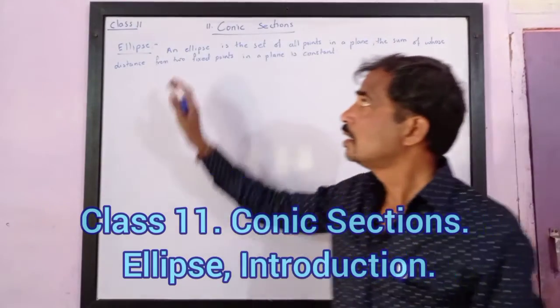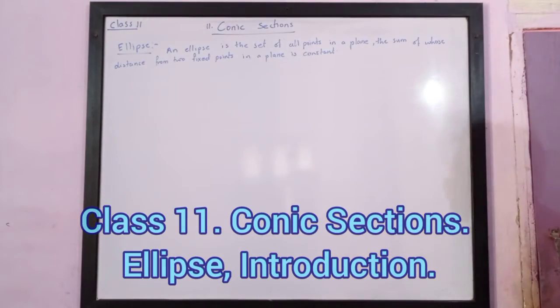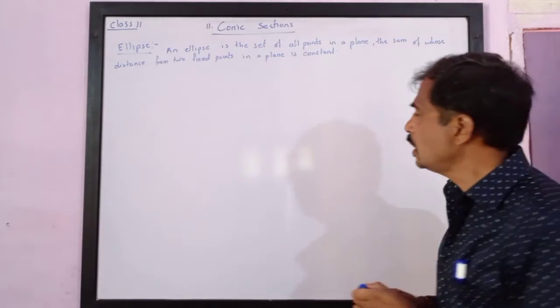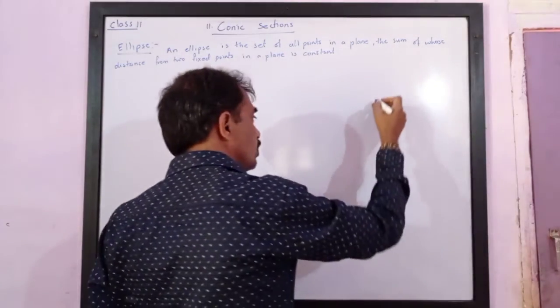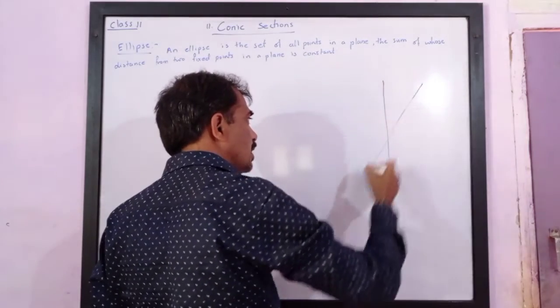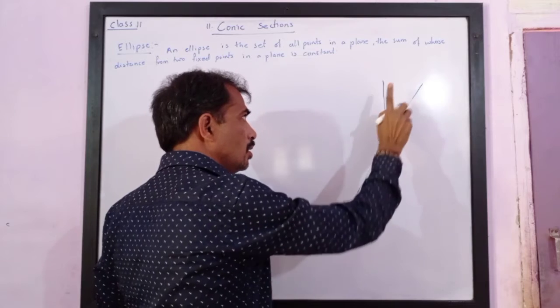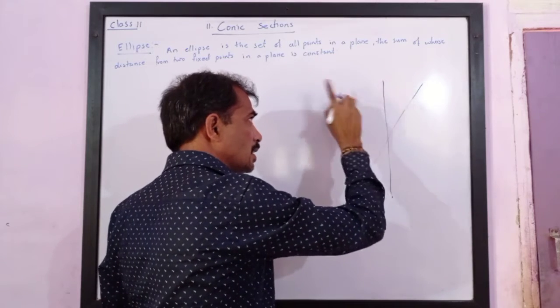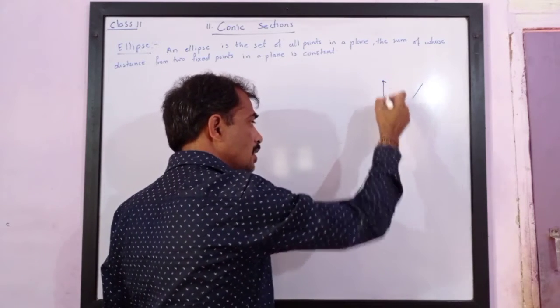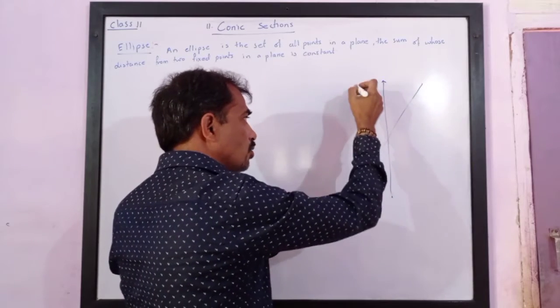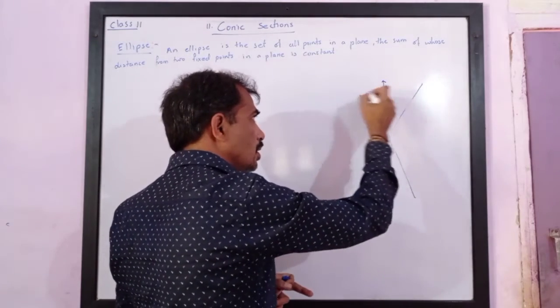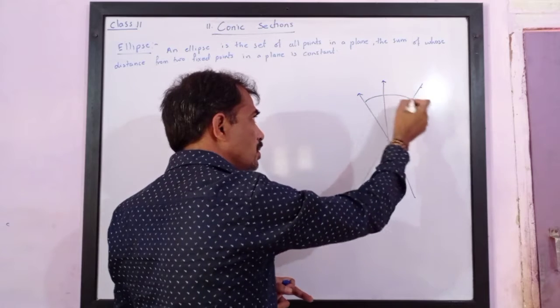Dear friends, in class 11 we are studying conic sections, and the next conic section is the ellipse. We have already studied the axis and the generator. If we rotate the generator along the axis, that is, if you take the axis as the center and rotate the generator like this, we will get two nappes.